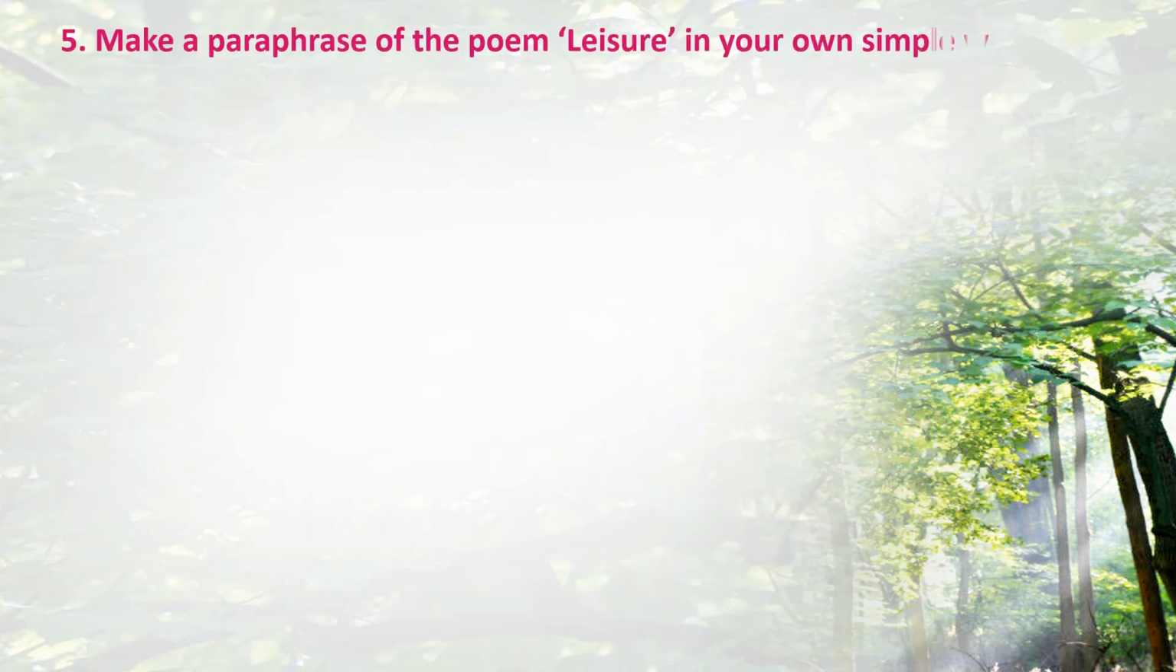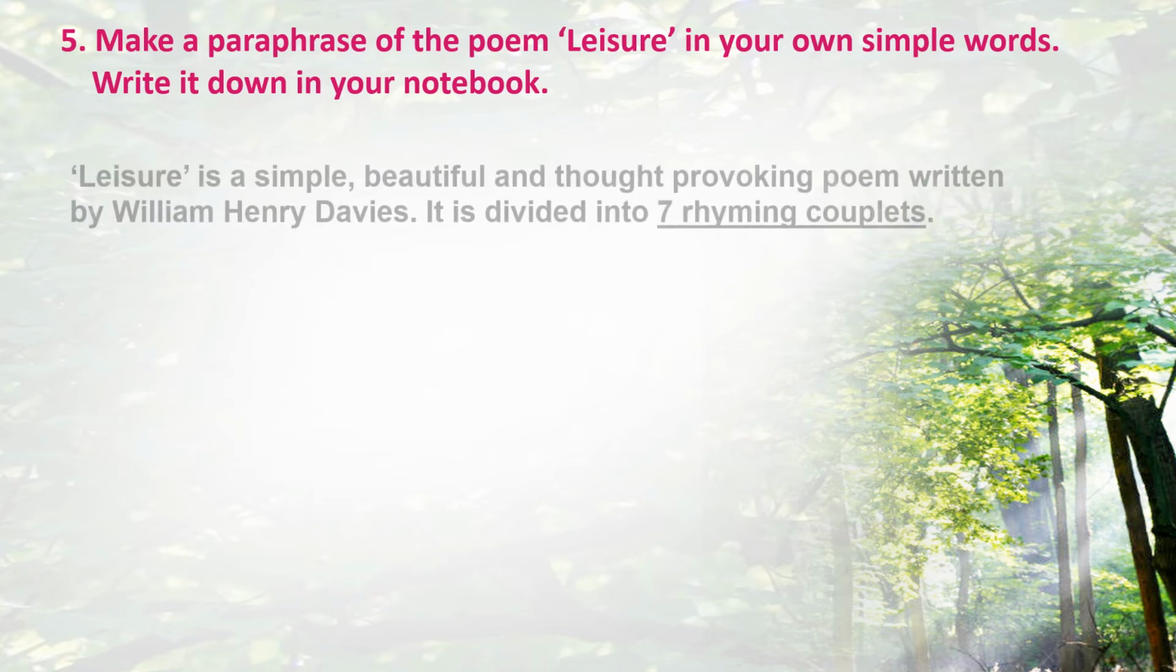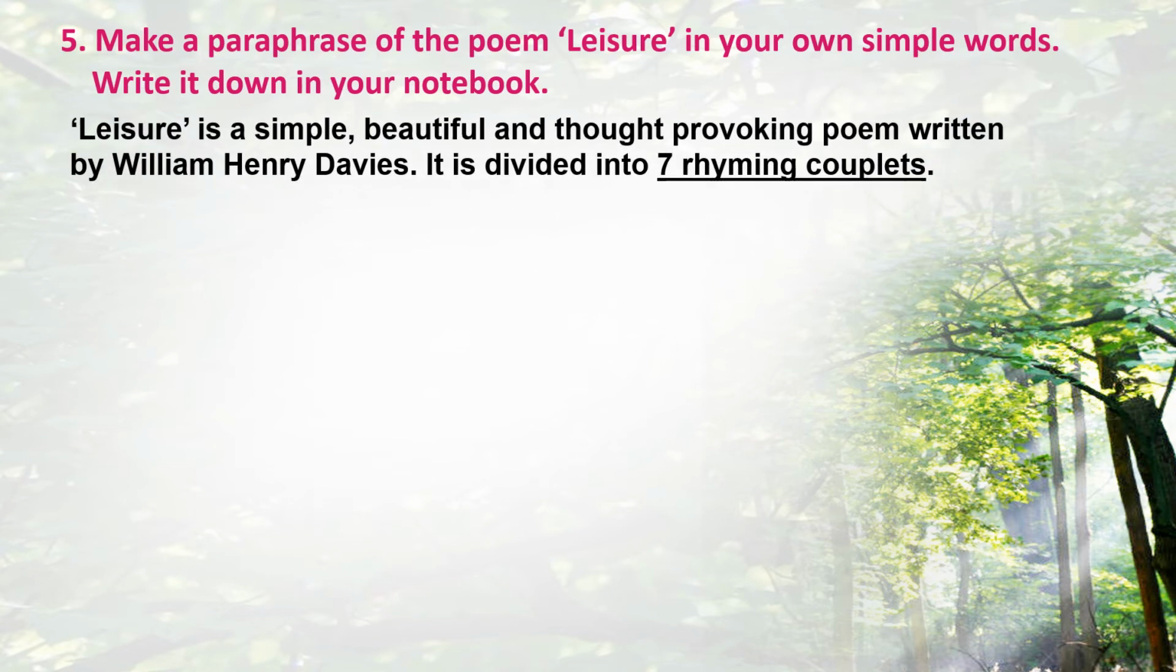Make a paraphrase of the poem Leisure in your own simple words. Write it down in your notebook. I have tried to be as simple as possible. So you have to take line by line, write the meaning in simple words. Because the poem is in couplets, that is lines of two, you can write down couplet wise, you can make a paraphrase. Now, Leisure is a simple, beautiful, thought-provoking poem written by William Henry Davies. It is divided into 7 rhyming couplets.